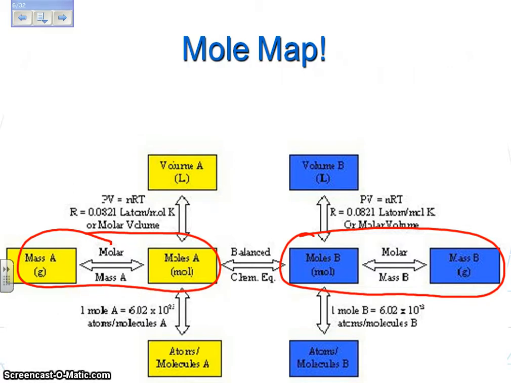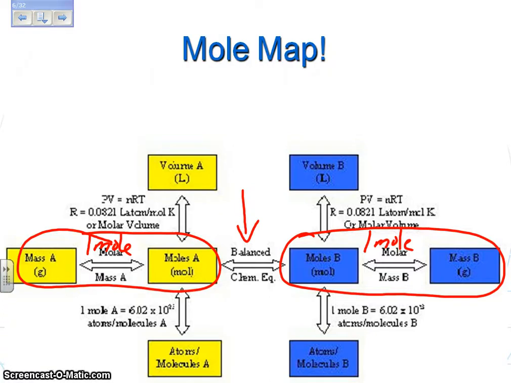The number next to mole here is always going to be 1 mole. The number next to mole here is always going to be 1 mole. Now what we've added in last night is this balanced chemical equation, going from moles A to moles B. Well, if you know your mole map, if you know any one of these, you can get to any unit within the mole map.